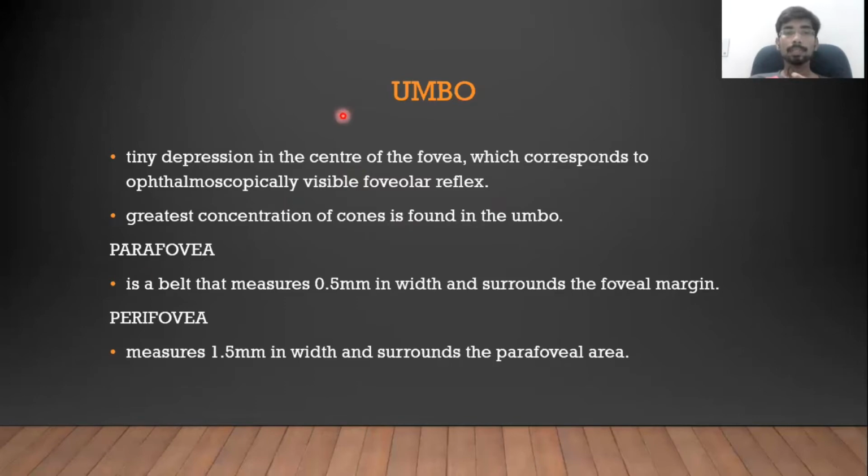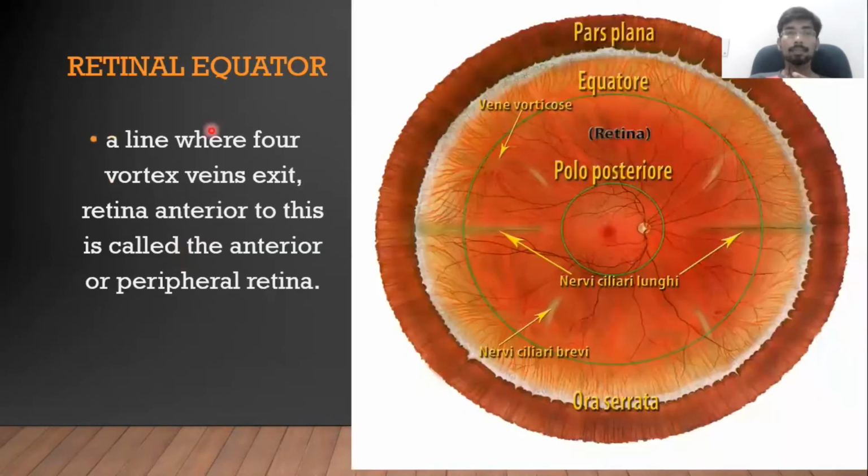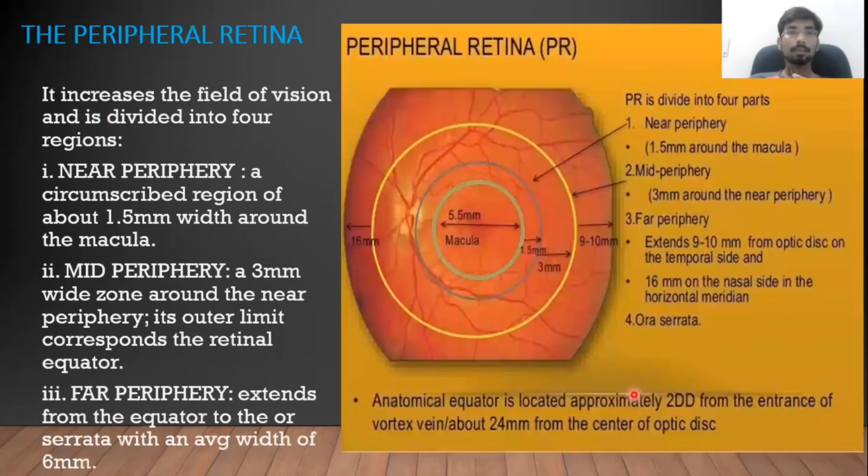So parafovea is belt that measures 0.5 mm in width that surrounds the foveal margin. Perifovea is 1.5 mm width surrounds the parafovea. So perifovea surrounds parafovea. Retinal equator, a line where 4 vortex veins exit. Retina anterior to this is called anterior or peripheral retina. So this is retinal equator. Anterior to the equator is peripheral retina.